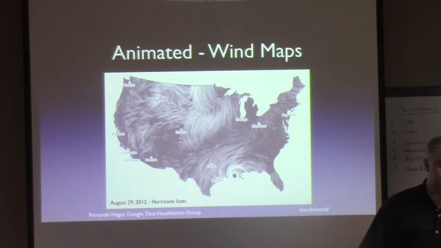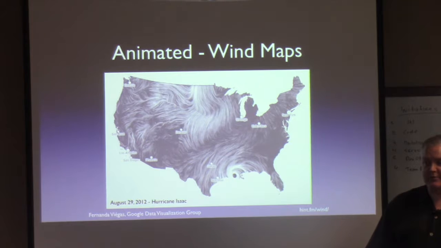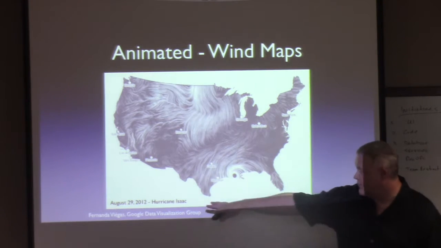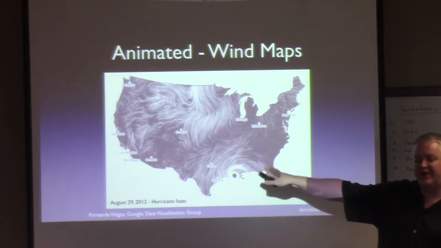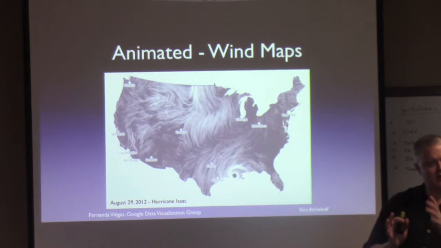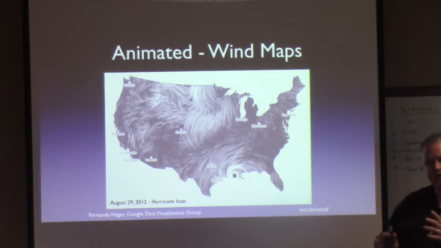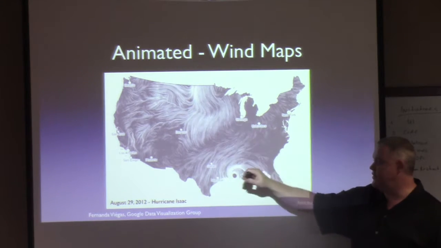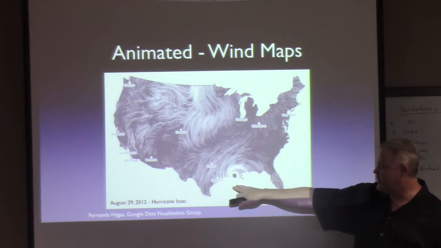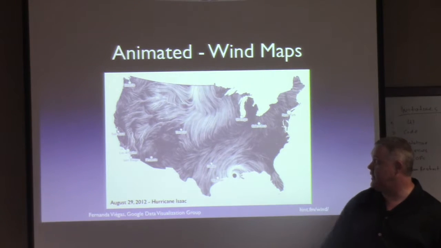Animated. So this is WinMaps. Anybody seen WinMaps before? Fernanda Vegas from Google designed this, and it'll show you within, I think 10 minutes is how long it takes to get the most current information. So as of 10 minutes ago, it'll show you the wind speed and direction across the country. And you can zoom in and zoom out. This is what it was when they saved some historical data from Hurricane Isaac.